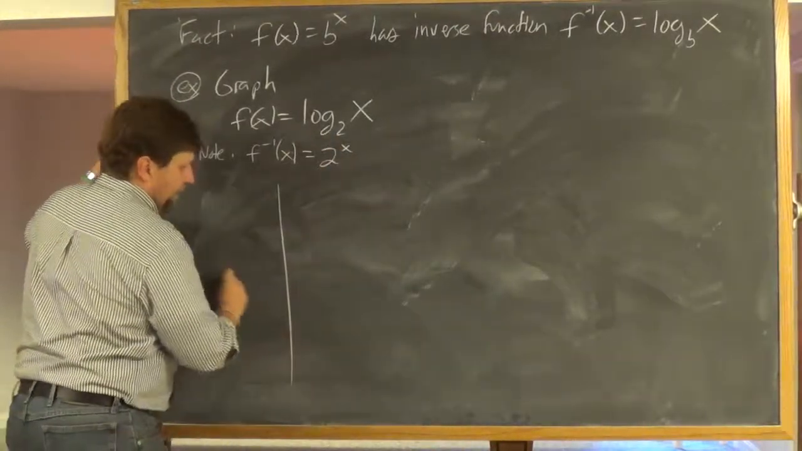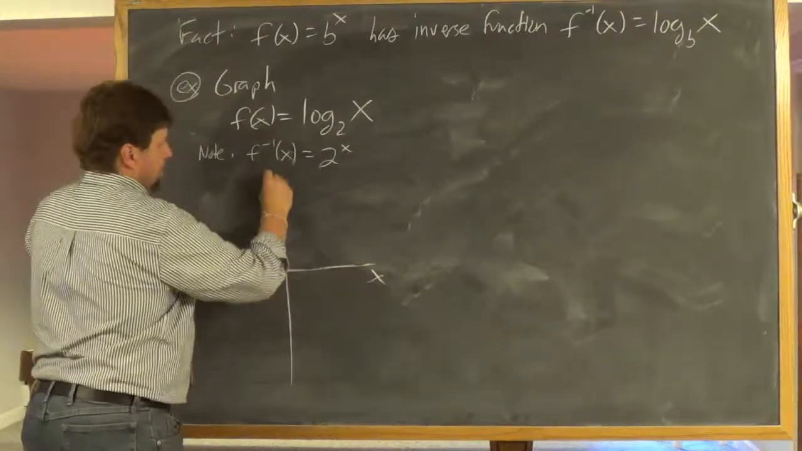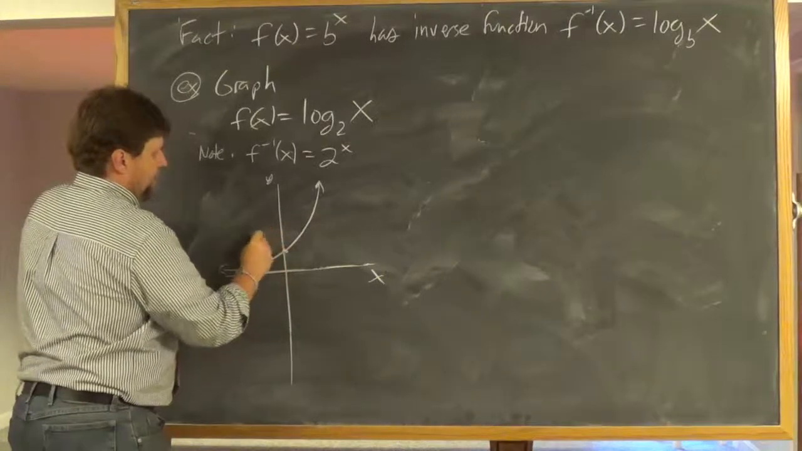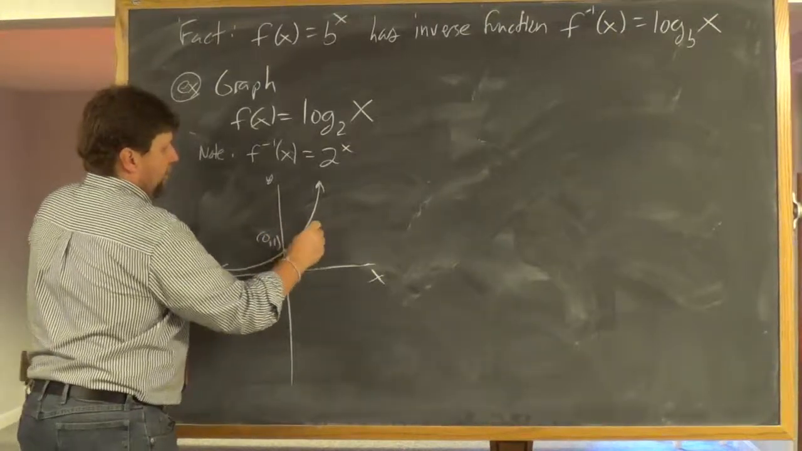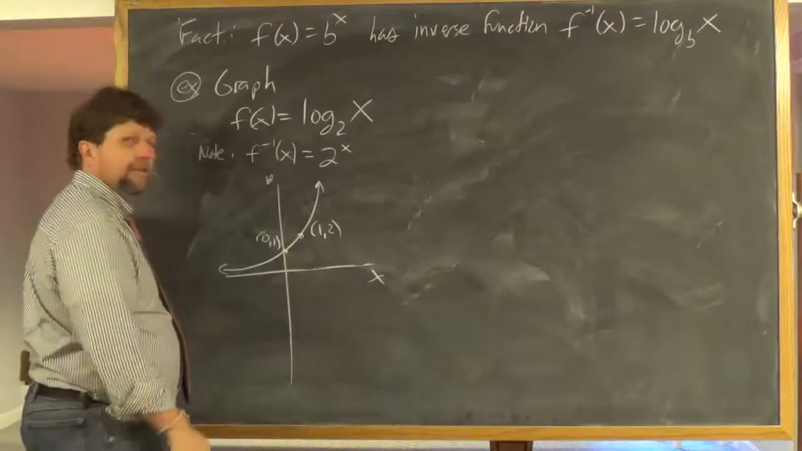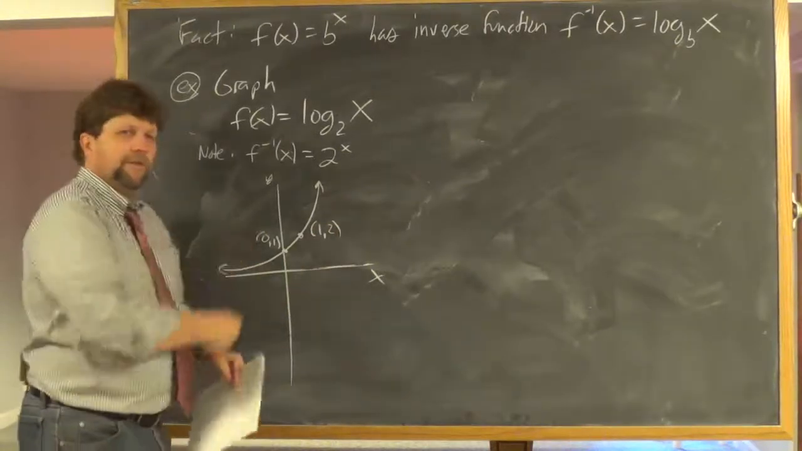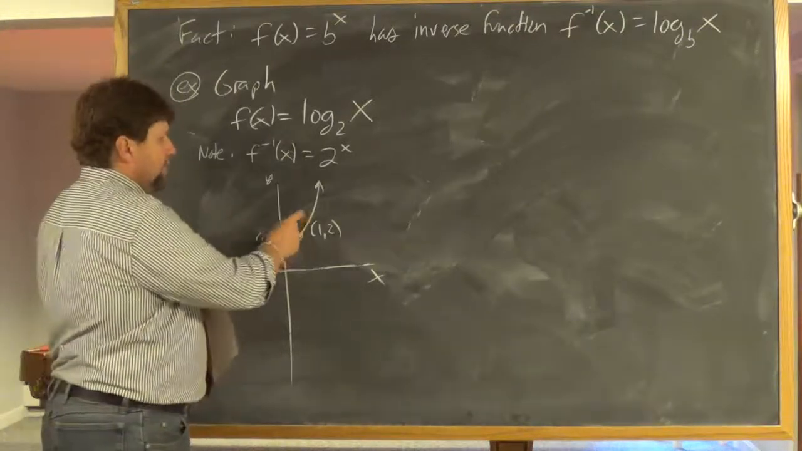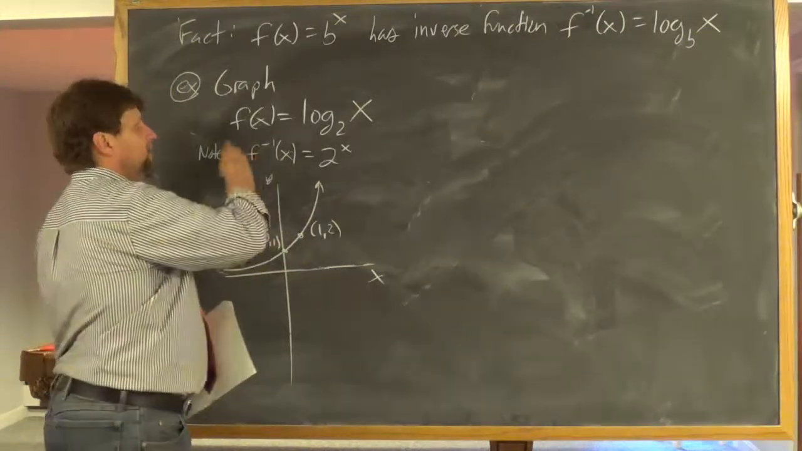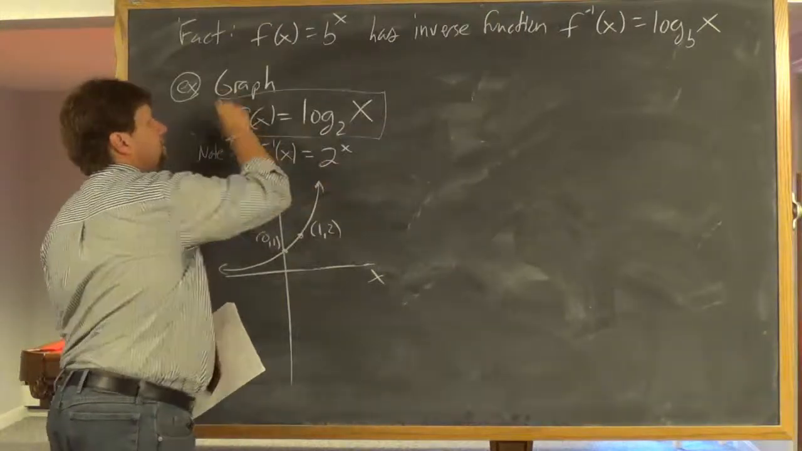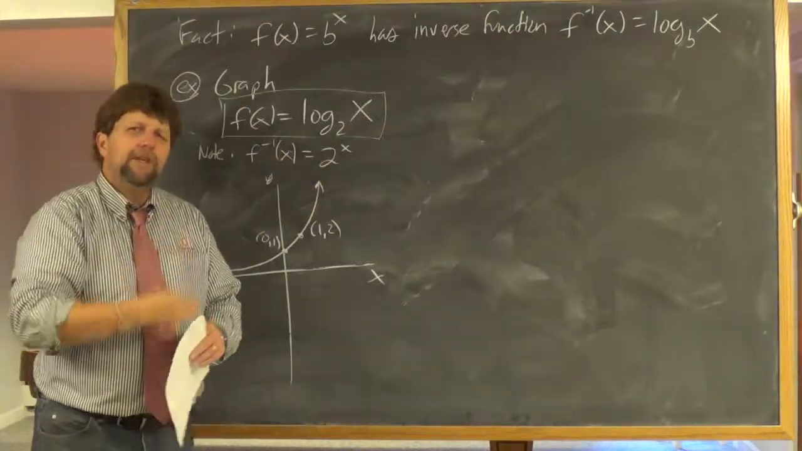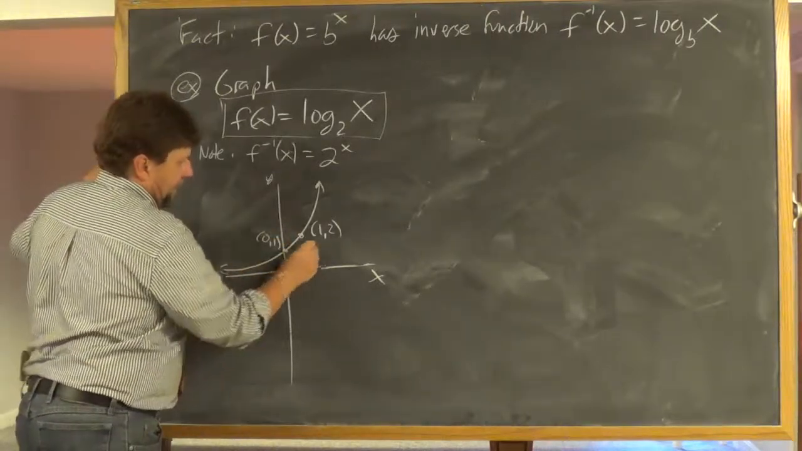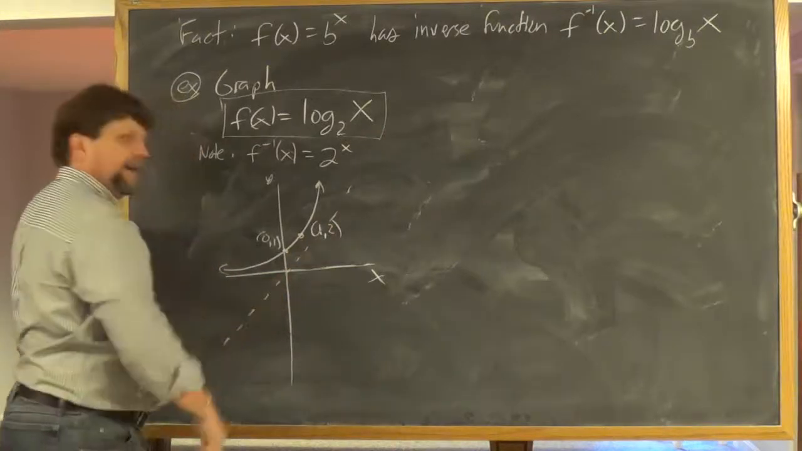And we know what the graph of 2 to the x looks like. It's doing something like this. We know the point (0,1) is on the graph. We know the point (1,2) is on the graph. We know that because that's one of the first exponential functions that I graphed in this preview video. So I can take the graph of 2 to the x and use it to get the graph of log base 2 of x simply because it's an inverse function. I just have to take this graph and reflect it about the line y equals x.